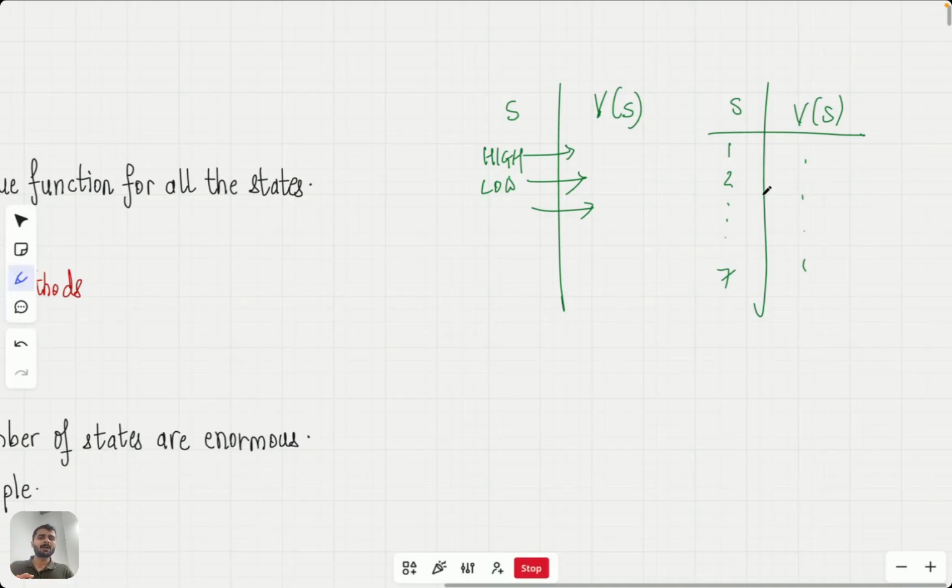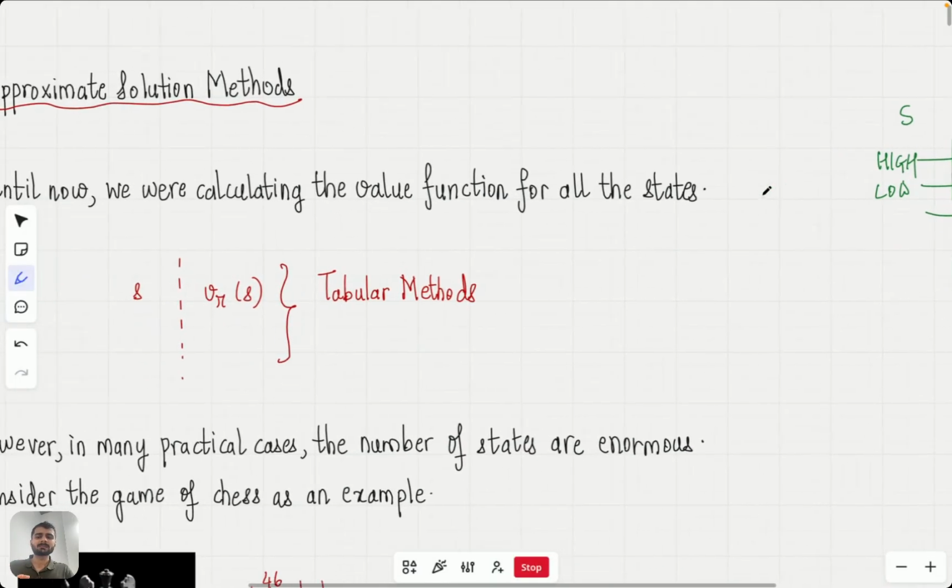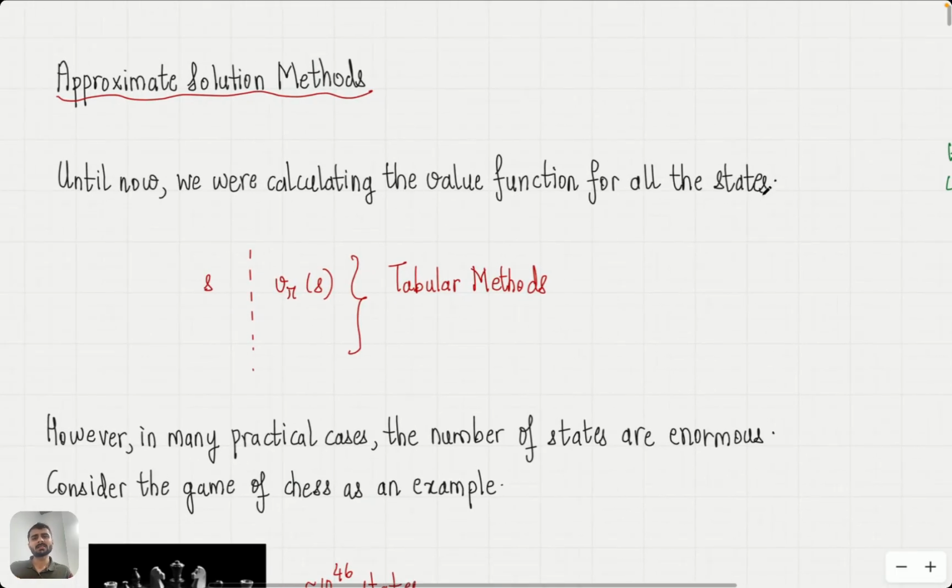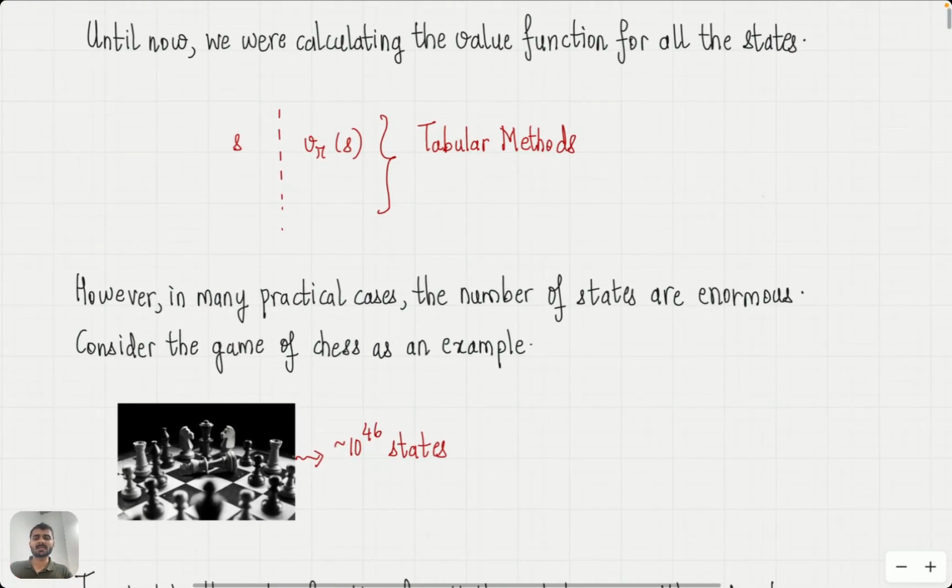The major drawback of tabular methods is that in practical cases, the number of states is enormous. Consider the game of chess as an example. Chess is a game which has a lot of different combinations. There are pieces, and every piece can move in a specific way. So, it turns out that there are 10 raised to 46 states in the game of chess.